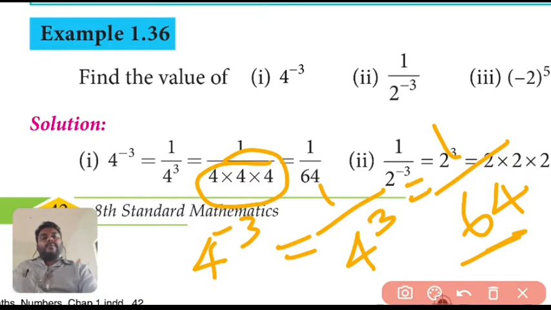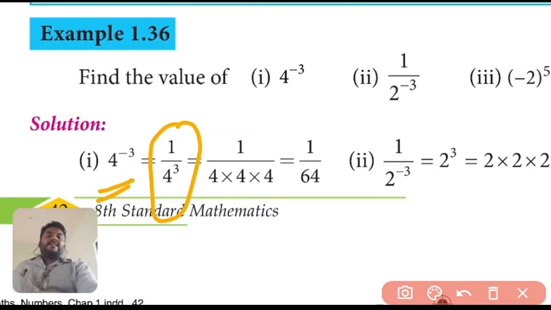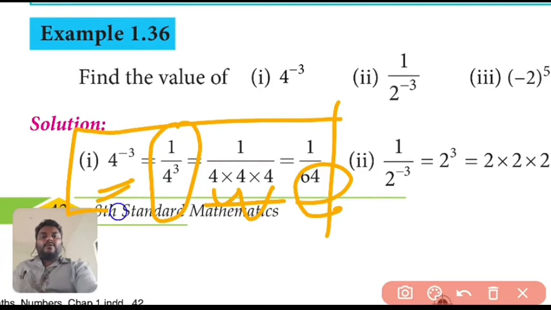For example 1.36, I repeat, 4 power minus 3 equal to 1 by 4 power 3. Taking the reciprocal, the power becomes plus 3. 4 power 3 means we multiply 4 three times, 4 into 4 into 4. 4 4s are 16, 16 4s are 64. 1 by 64 is the answer for the first one.